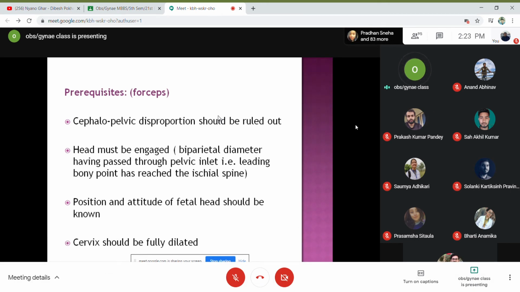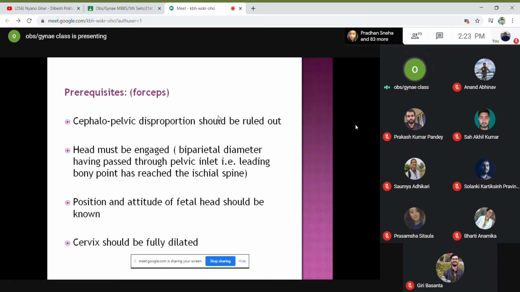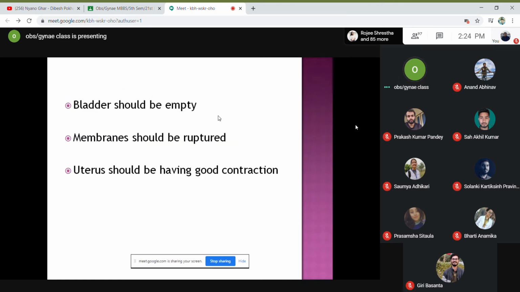The foremost is cephalopelvic disproportion. It has to be ruled out. Head must be engaged, and biparietal engagement, you all know, means the biparietal diameter has passed through the pelvic inlet, and the leading bony point has reached the ischial spine. The head must be engaged. The position of the fetal head and attitude should be known. Cervix should be fully dilated. Bladder should be empty. Membranes should be ruptured, and she should be having good contractions.